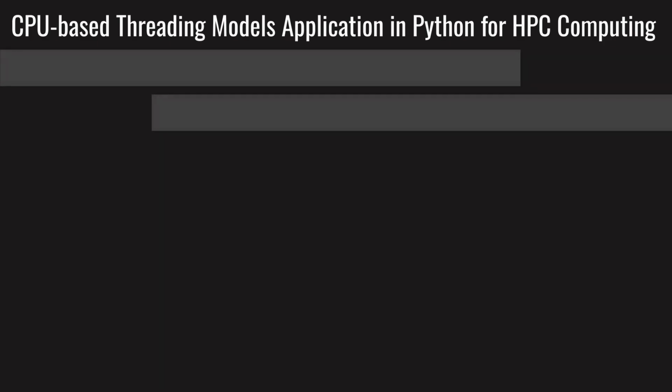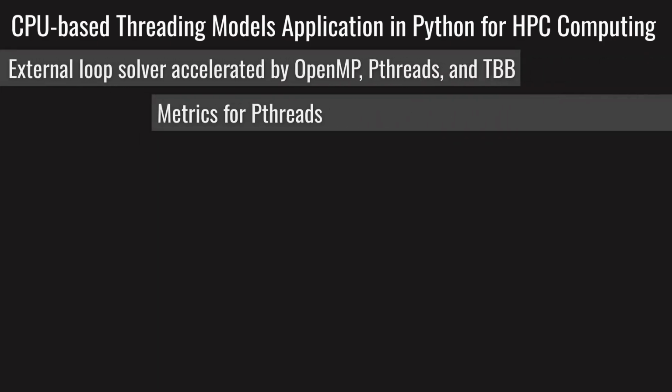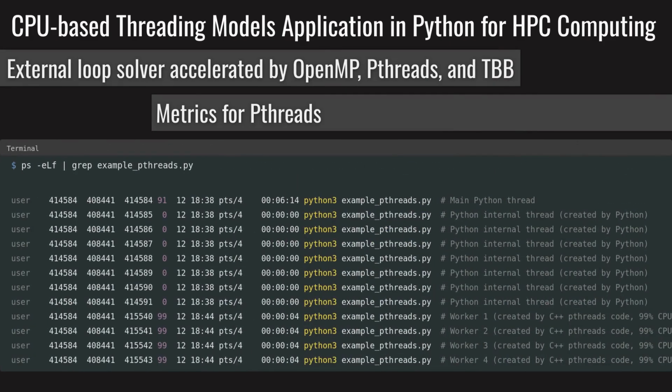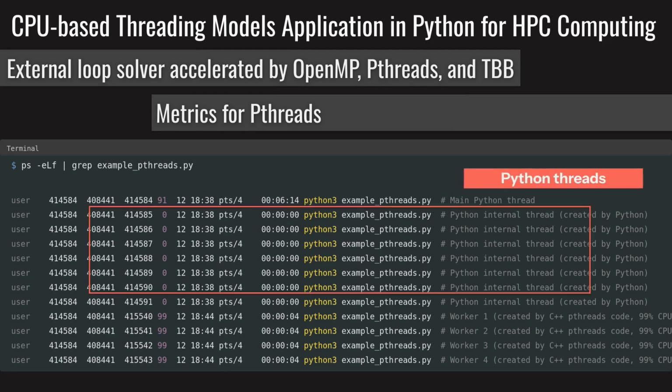Almost the same is the situation with the use of the POSIX threads library. Here we show the metrics collected during the execution of a loop solver written in C++, compiled and linked against the pthread library. Again, here is one main Python thread waiting for workers to complete. It controls the execution of the remaining 7 internal Python threads.